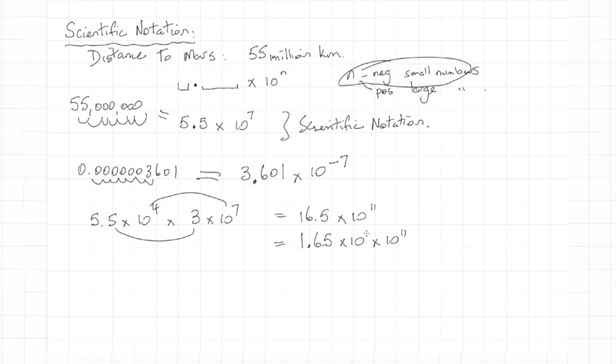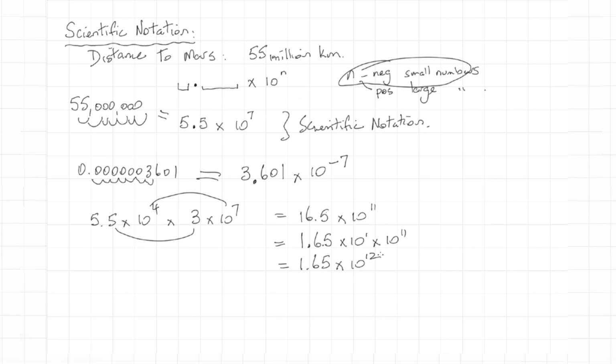And don't forget 10 is 10 to the power of 1. And from our laws of indexes, we know that 10 to the 1 times 10 to the 11, you add them, so you'll get 10 to the 12. So it'll be 1.65 times 10 to the power of 12. So that's how we do multiplication.